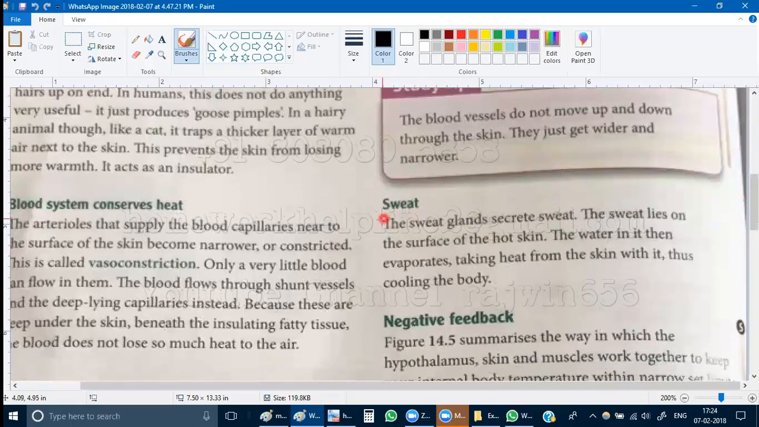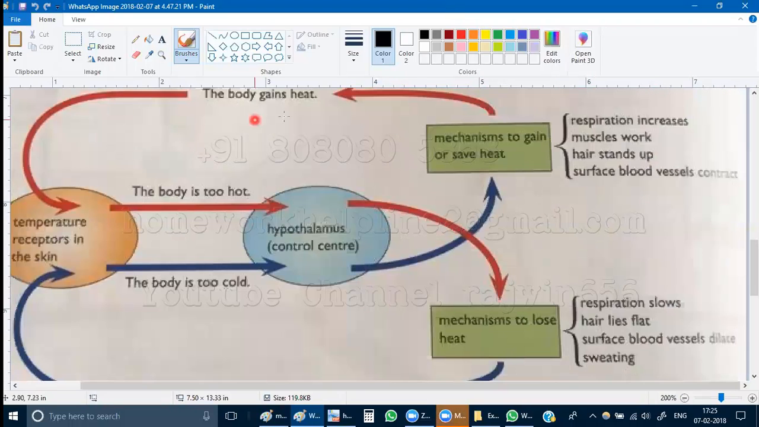When sweat glands secrete sweat, which is normal during the summer season, the sweat lies on the surface of the hot skin. The water in it then evaporates, taking heat from the skin with it, thus cooling the body. This is what is known as negative feedback.